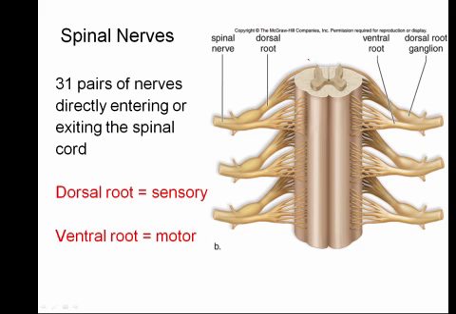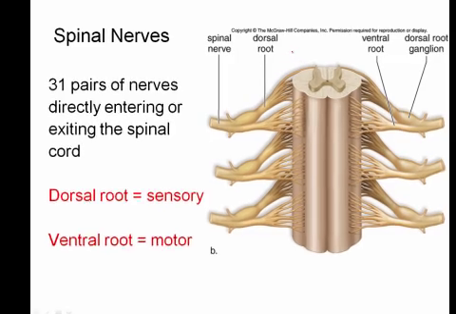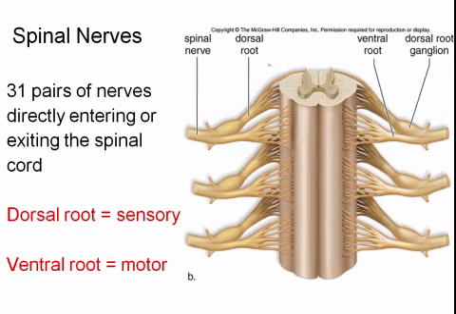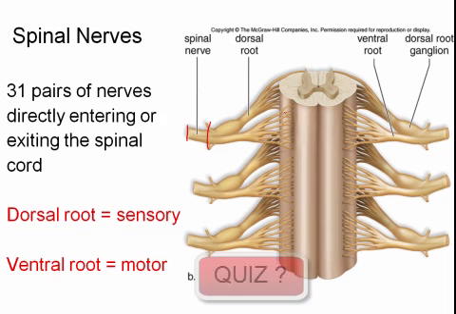There are 31 pairs of spinal nerves that directly branch from the spinal cord. The spinal nerve itself is called a mixed nerve because it does carry both sensory and motor information. However, the spinal nerve is formed by 2 different roots on each side. These are called the dorsal root and the ventral root. So those are the small little fibers that actually enter or exit the spinal cord.